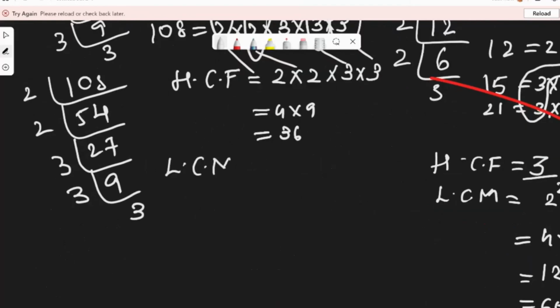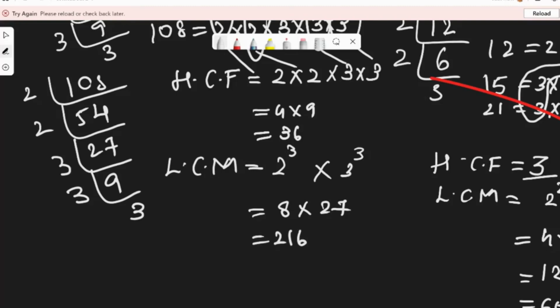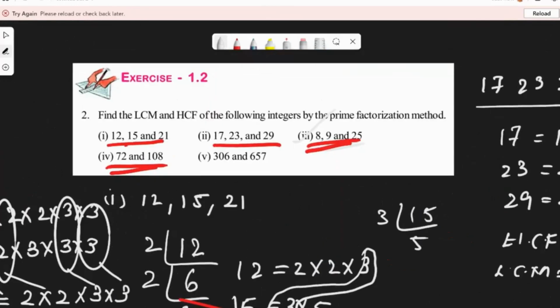So for LCM, write all the numbers which are 2 and 3, and the maximum number of times 2 has repeated in both of them is 3 times. And similarly 3 also has repeated 3 times. So it will be 8 into 27, and 8 into 27 is 216. So let's do the last one.